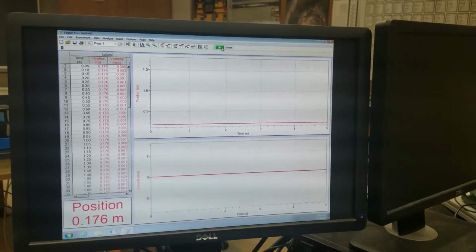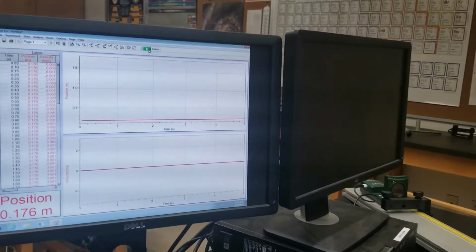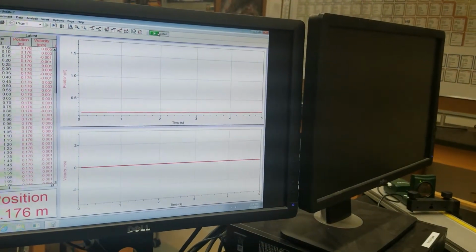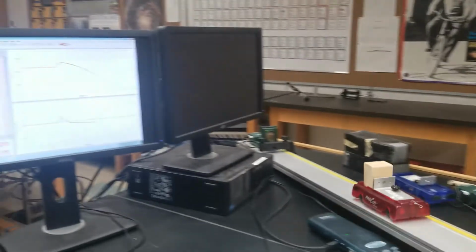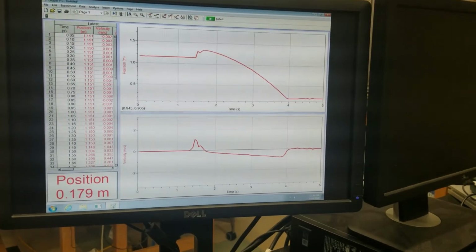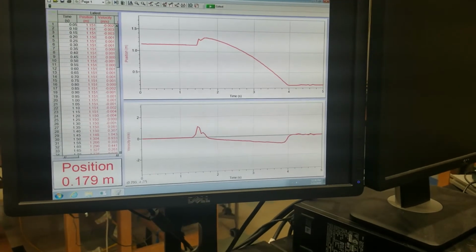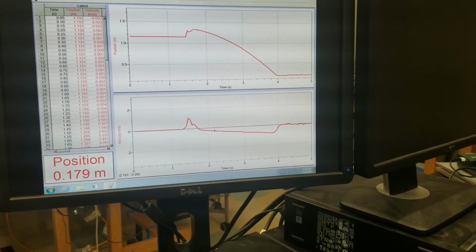Next, I'm going to collect some data. So I have a cart ready to go, and I will click collect and release the cart. Very good. This is the position-time graph. This is the velocity-time graph. You see this part is pretty linear.